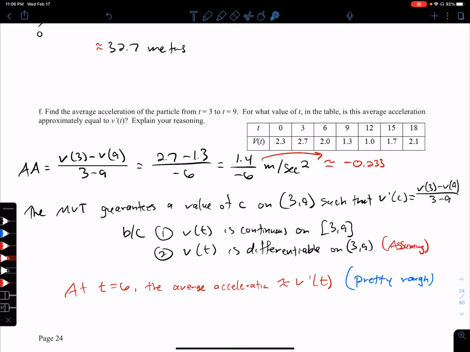All right, that concludes that. This will work out better on the AP test than this problem did. All right, that concludes the notes for this section.